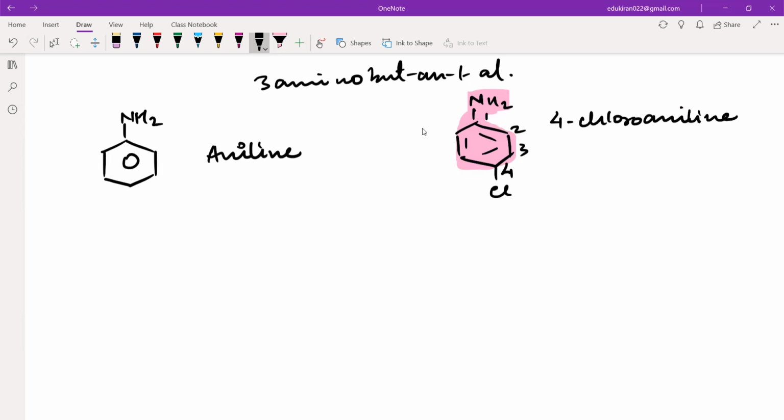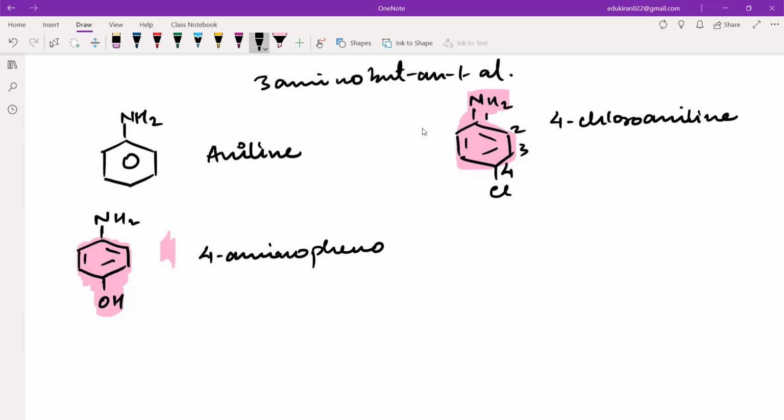But ये याद रखिएगा, if you have something like this, NH2 and there is OH, so it is preferred that you identify this as OH. NH2 और OH में कौन सा था priority? OH का. So this whole thing is phenol, so this will be 4 amino phenol. Okay, priorities में याद रखिएगा.